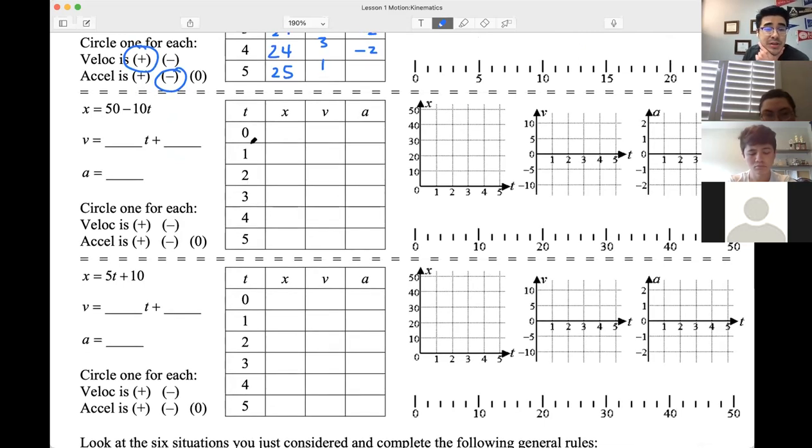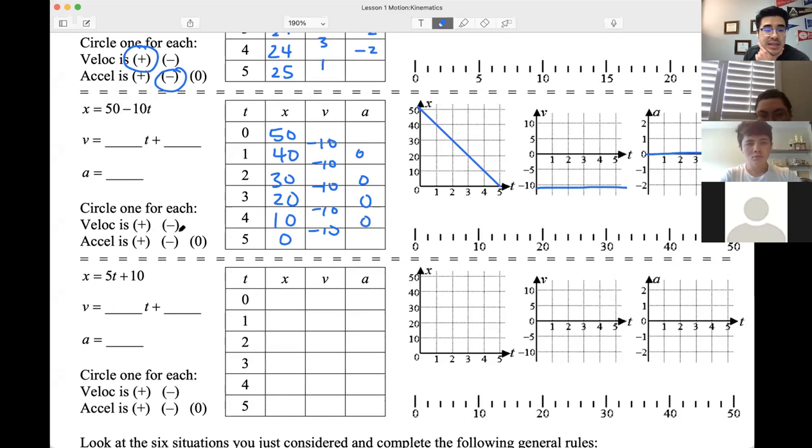These are easy, right? So these are straight lines. So it's 50, 40, 30, 20, 0. This one's easy, it's just dropping by 10 every time. And in this case, what's happening to the acceleration? It's not changing. So we'd have a straight line there, a straight line there, and a straight line here.